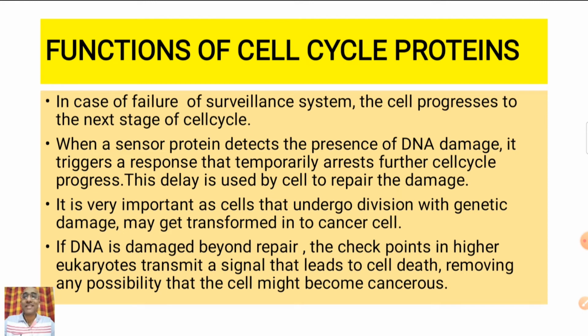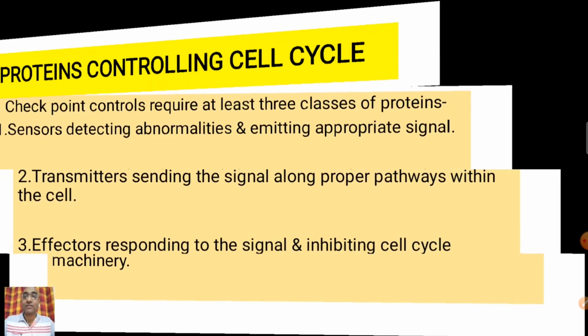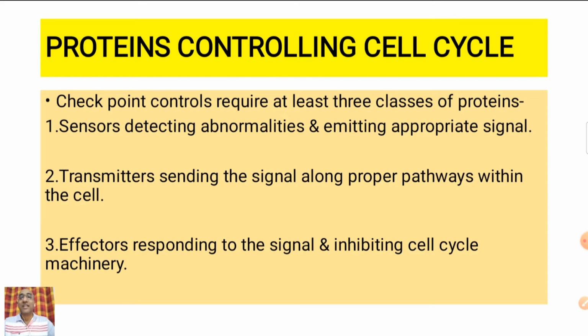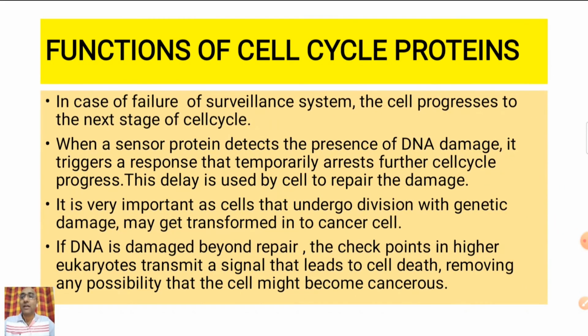So, when a sensor protein detects the presence of DNA damage, you have heard about the sensor protein. What does a sensor protein do? Sensor proteins detect abnormalities and emit appropriate signals. Here, the sensor protein detects the presence of DNA damage and triggers a response that temporarily arrests further cell cycle progress. Then this delay is used by the cell to repair the damage. So, the sensor protein detects abnormalities or any damage in the DNA and temporarily arrests further cell cycle progress, and this delay is used by the cell to repair the damage.